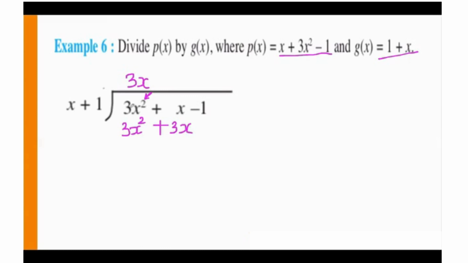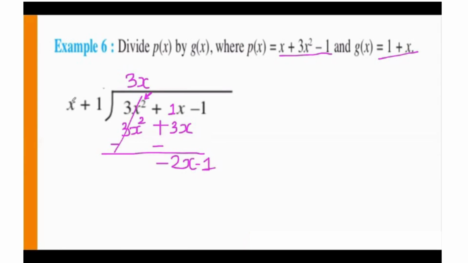Now since we need to subtract this, I will change the sign of both terms. So positive 3 becomes negative, and here positive 3 also becomes negative, and these two will cancel out. We have positive x, 1x minus 3x gives you negative 2x, and then negative 1 comes down.